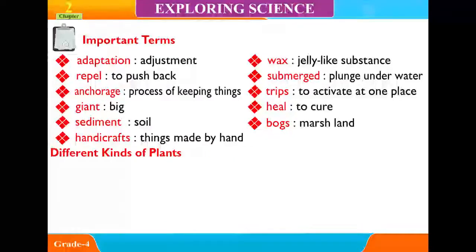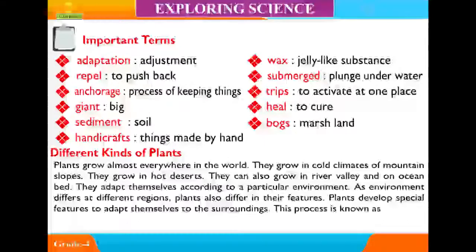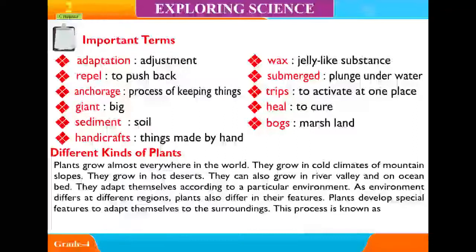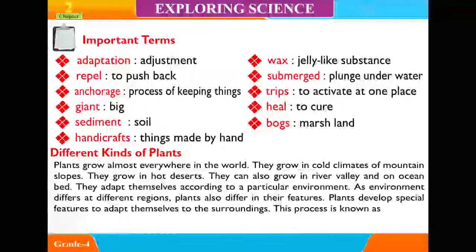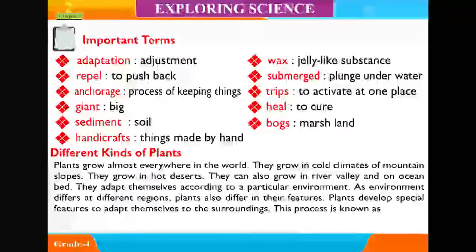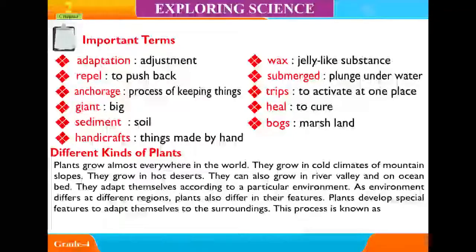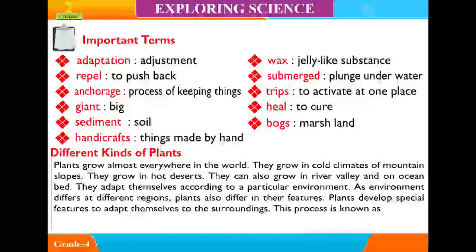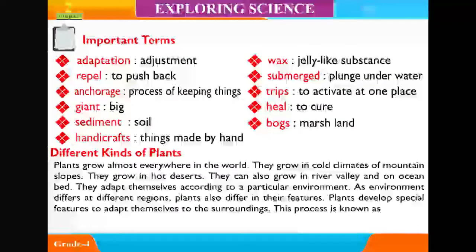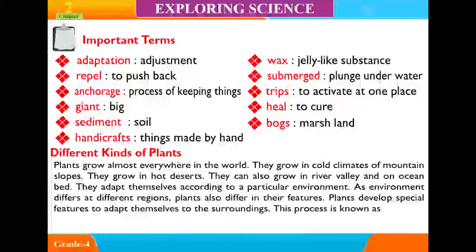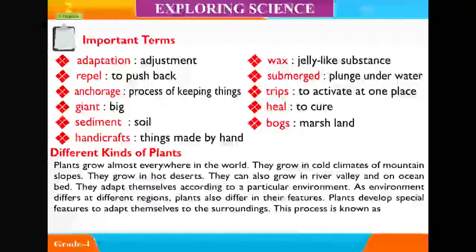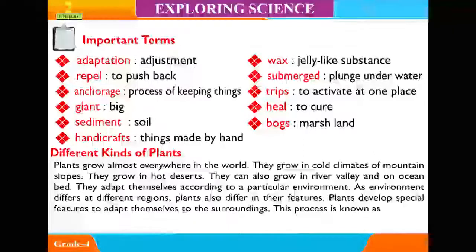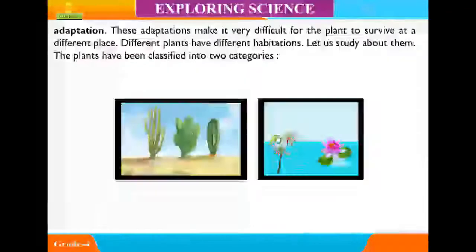Different kinds of plants. Plants grow almost everywhere in the world. They grow in cold climates of mountain slopes. They grow in hot deserts. They can also grow in river valleys and on ocean bed. They adapt themselves according to a particular environment. As environment differs at different regions, plants also differ in their features. Plants develop special features to adapt themselves to the surroundings. This process is known as adaptation.